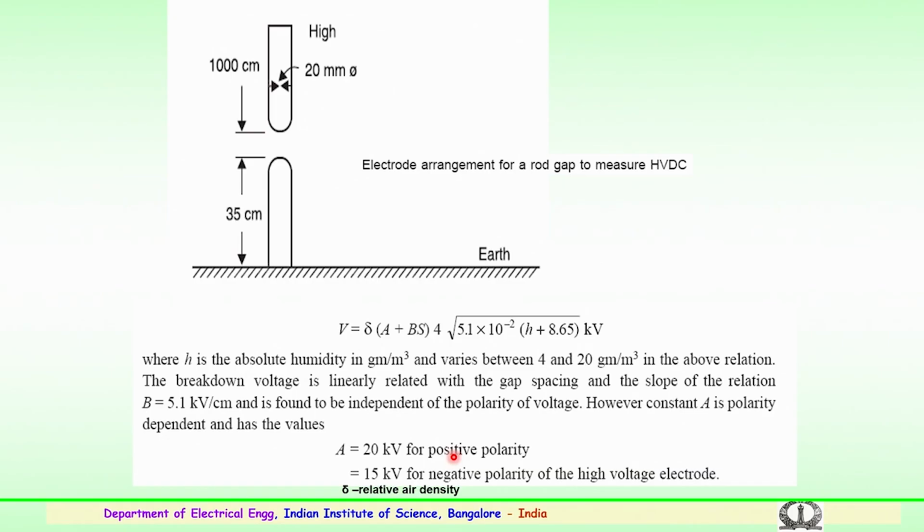However, the constant A which is shown in the equation is dependent on polarity and has the values given here. A could be equal to 20 kilovolts for positive polarity, or it could be 15 kV for negative polarity of the high voltage electrode which is used, and delta being the relative air density factor.